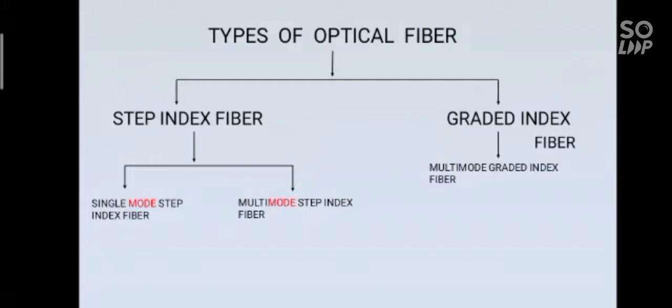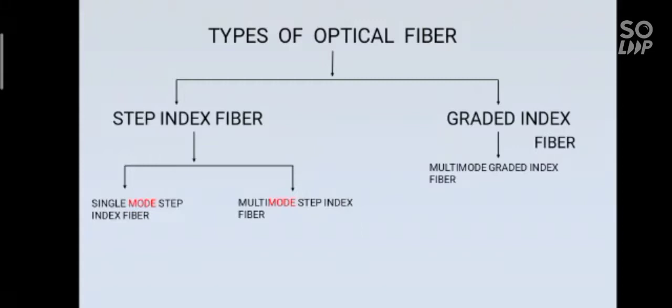Then we have graded index fiber. Graded index fiber is only one type, that is multi-mode graded index fiber. Means single mode graded index fiber is not possible. So as per the classification, the size of optical fiber also varies. Let us see what is step index and graded index fiber.